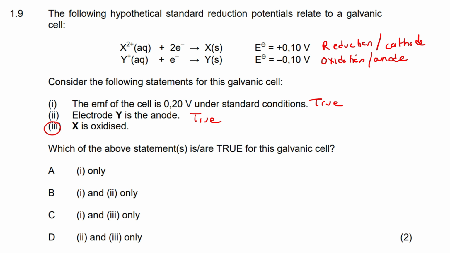So for number 3, it says that X is oxidized. Well, that's not true because we said that this is the reduction reaction. And X is one of the products. So there's no reduction so there's no oxidation taking place over here. And so this one is false. And so the correct answer would be B.